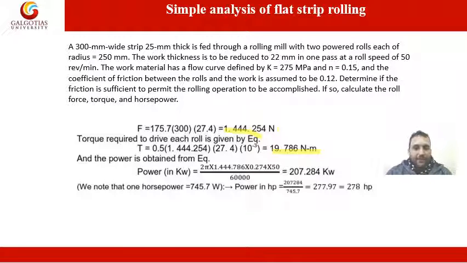This comes in Newton meters. So the power obtained is equal to 2 pi into F into T into N divided by 60,000. So it comes around 207.284 kilowatt. So we convert this into horsepower. This is 278 horsepower. So here this is the end of this problem.